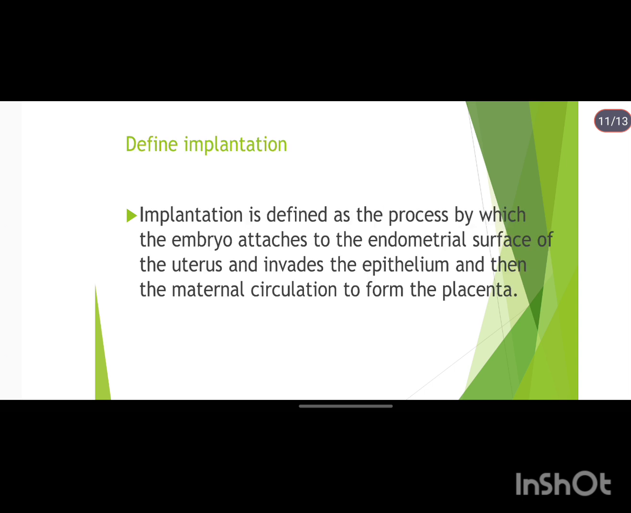The next question is define implantation. So implantation is defined as a process by which the embryo attaches to the endometrial surface of the uterus and invades the epithelium and then the maternal circulation to form the placenta. So this is implantation, where the embryo attaches to the endometrial surface.